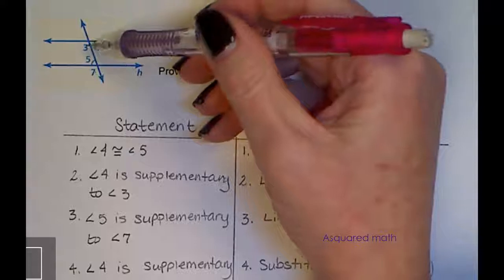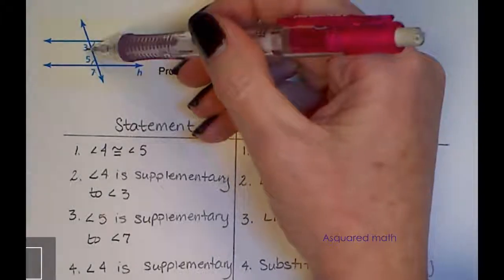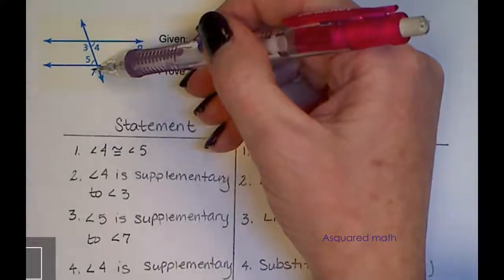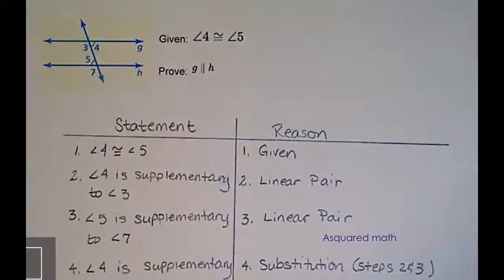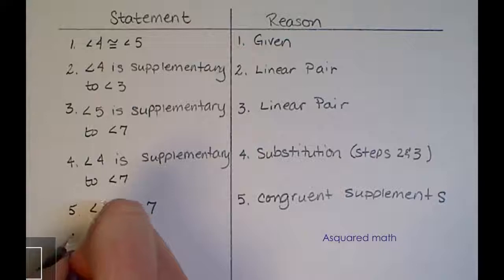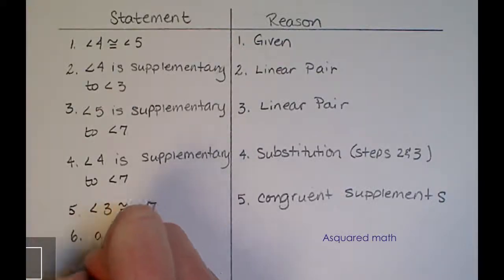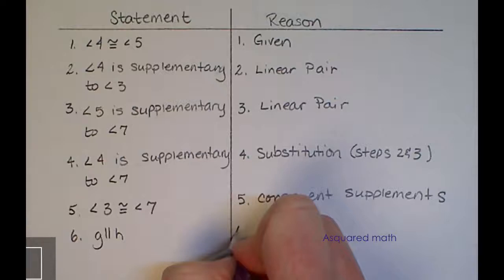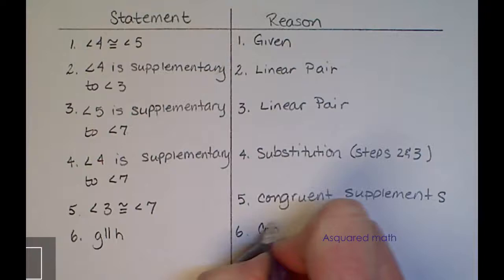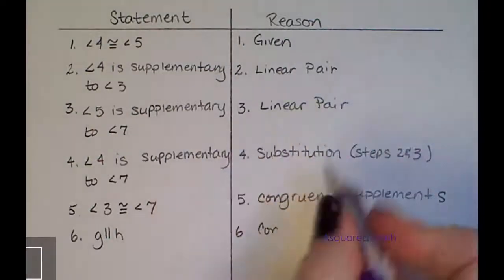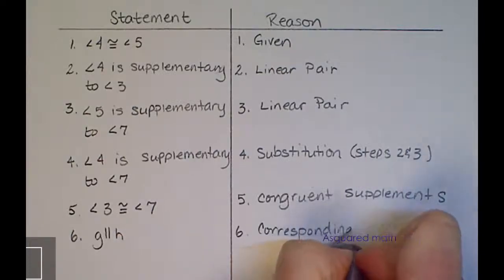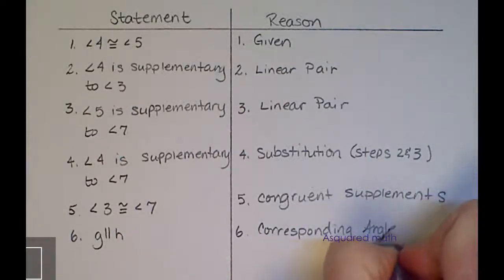If you look at this picture, we see these as corresponding angles. Now that we have proven these 2 angles to be the same measure, we can now say that line G is parallel to line H. So our last step of this proof says line G is parallel to line H, and that is because of the corresponding angles converse.